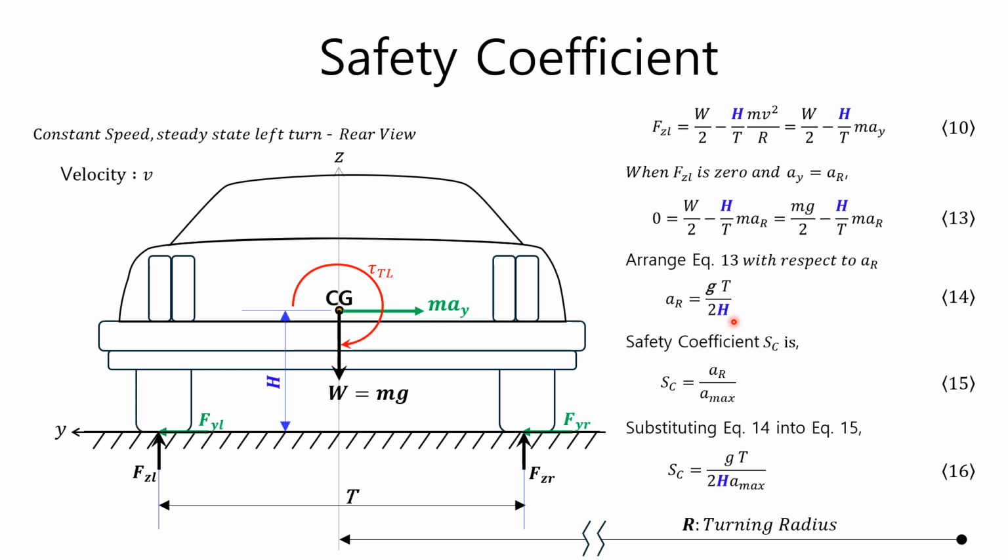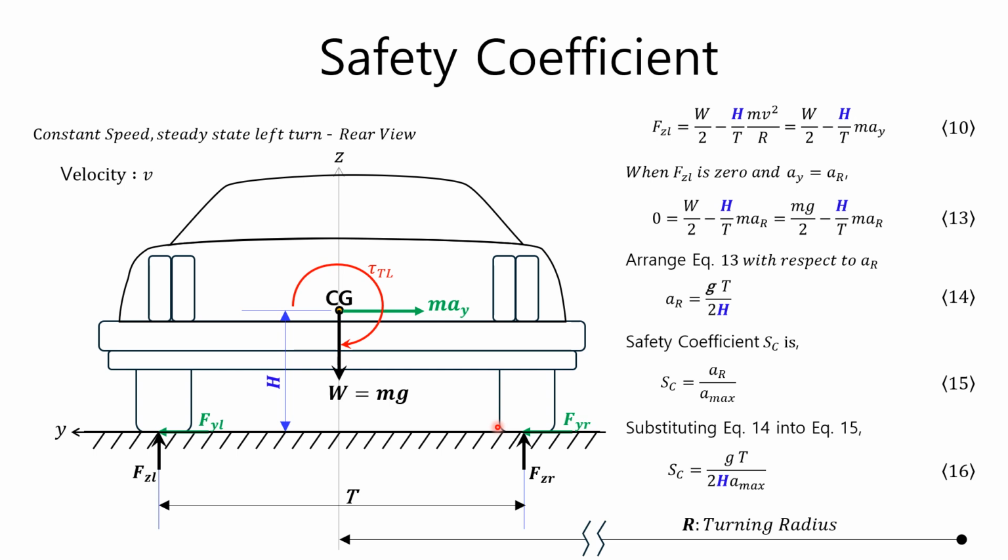If the acceleration corresponding to the maximum grip force that the tire can generate is a max, the safety coefficient SC for rollover can be expressed as in equation 15. What the safety coefficient SC expressed in equation 15 means is that if a max corresponding to the maximum grip force of the tire is less than the rollover acceleration AR, the vehicle rollover will not occur.